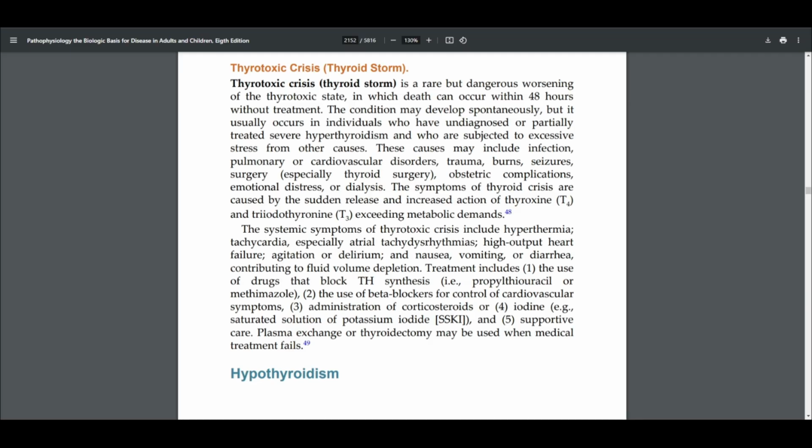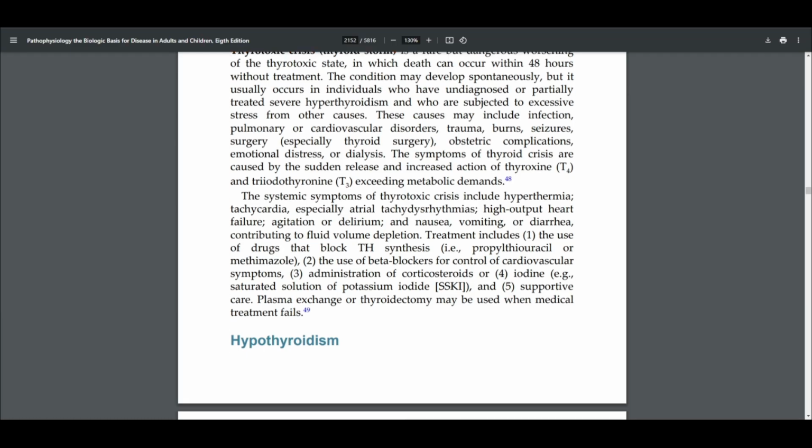The symptoms of thyroid crisis are caused by the sudden release and increased action of thyroxine (T4) and triiodothyronine (T3), exceeding metabolic demand. The systemic symptoms of a thyrotoxic crisis include hyperthermia, tachycardia, especially atrial tachydysrhythmias, high output heart failure, agitation or delirium, nausea, vomiting, and diarrhea, contributing to fluid volume depletion.